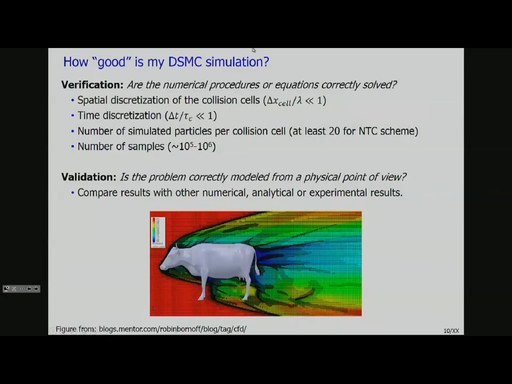And then you get all sorts of convergence issues with your mesh. Fortunately, in DSMC, the mesh is much simpler. So this is a good example, a DSMC simulation over a cow. In CFD, this might be a pretty tough problem.